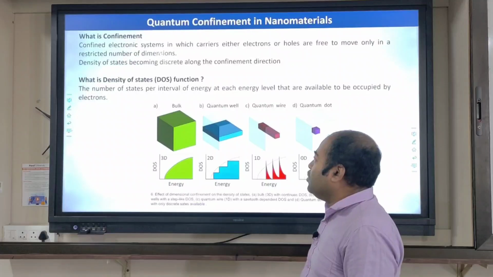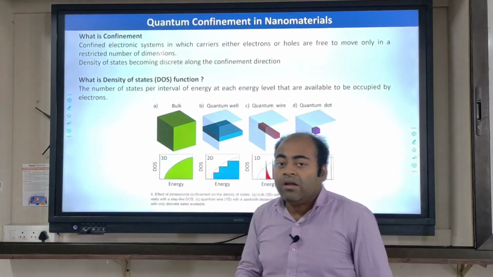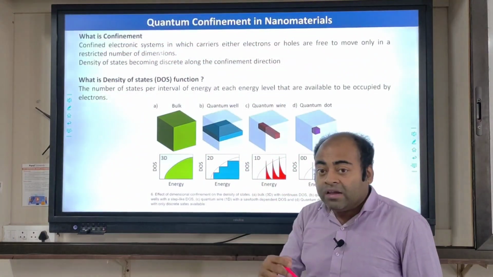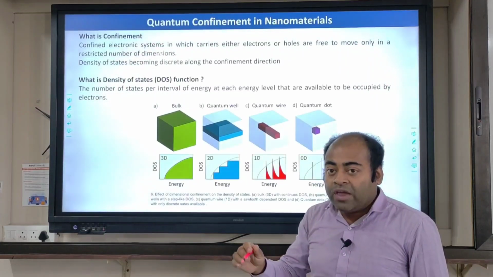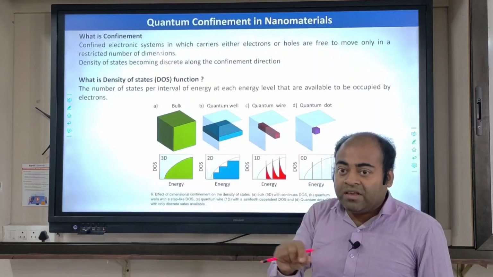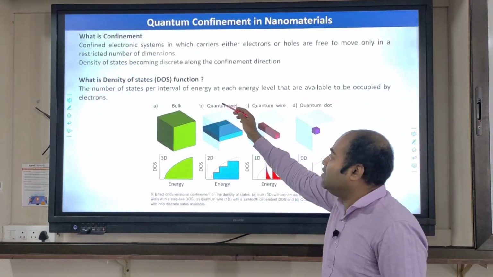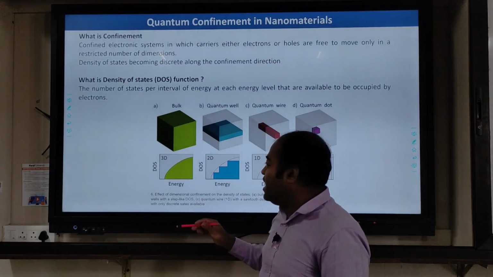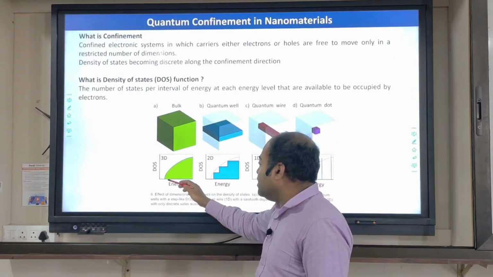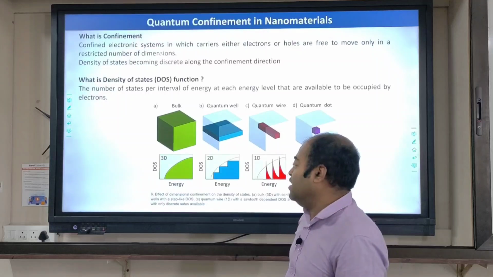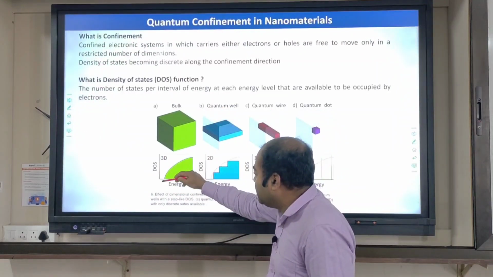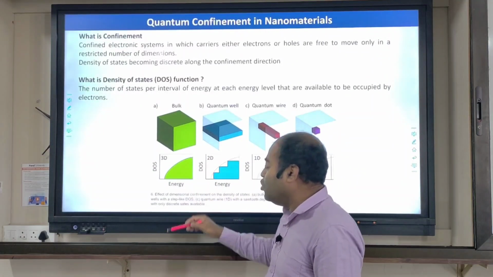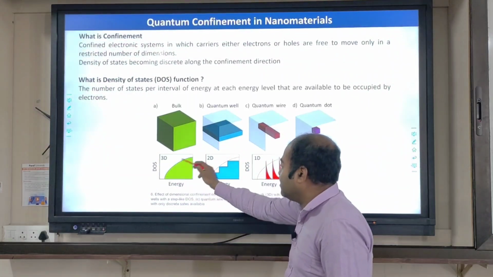Now, density of states. The meaning of density of states is the number of energy states per unit energy per unit volume of a material. The energy states are present in the energy band, and that is called the density of states. Now, in bulk, when there is no restriction in any dimension, then the density of states is proportional to the square root of the energy, and so the relation between the density of states and the energy is parabolic. Mathematically we can say that the density of states is proportional to root over E, that is the energy, and so the relation is parabolic.